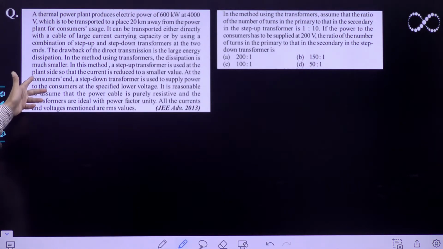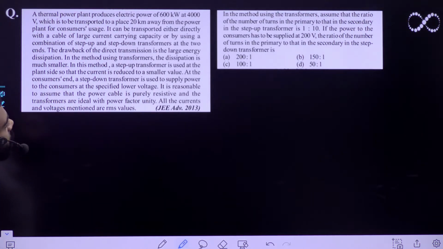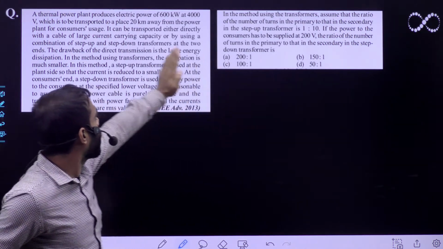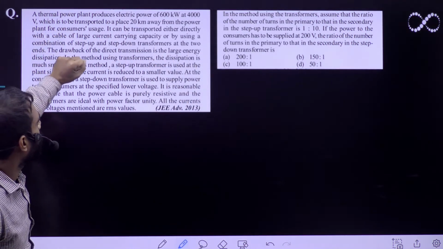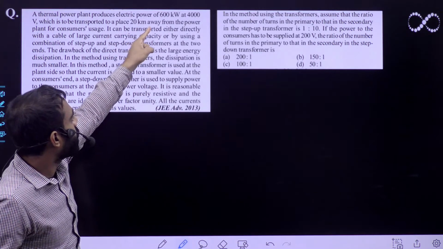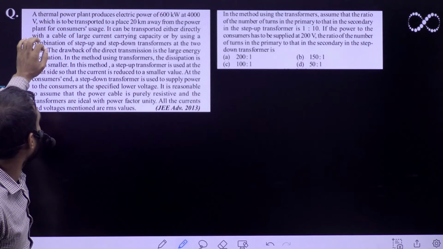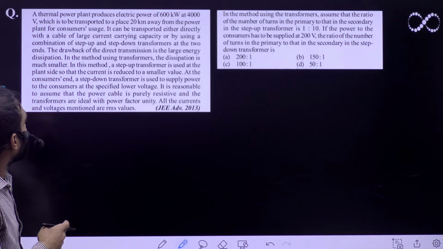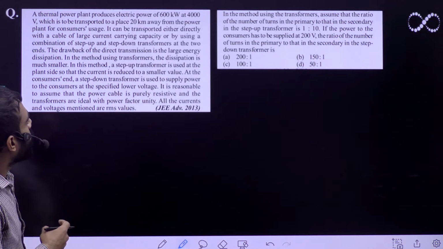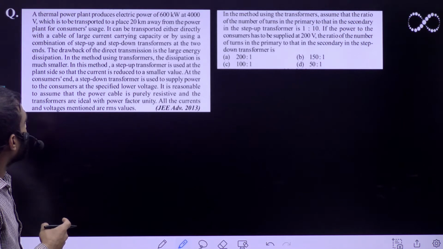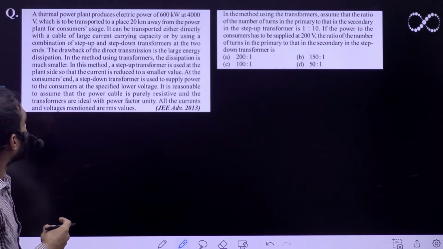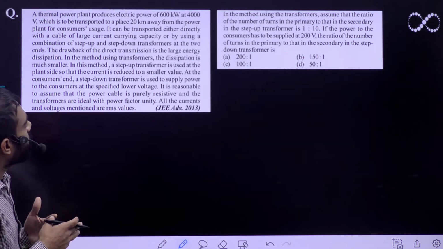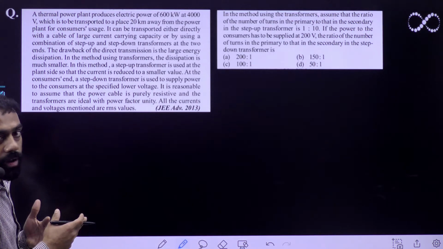Okay, this is the passage given once again, and the question was asked in JEE Advanced 2013. Here there is a plant, and the electric power of the plant is this much, and it is producing at 4000 volt. It is to be transported to a place 20 km away from the plant for the consumer's use. It can be transported either directly with a cable of a large current carrying capacity or by using a combination of a step up and a step down transformer. So there are two ways this energy can be transported to the city.